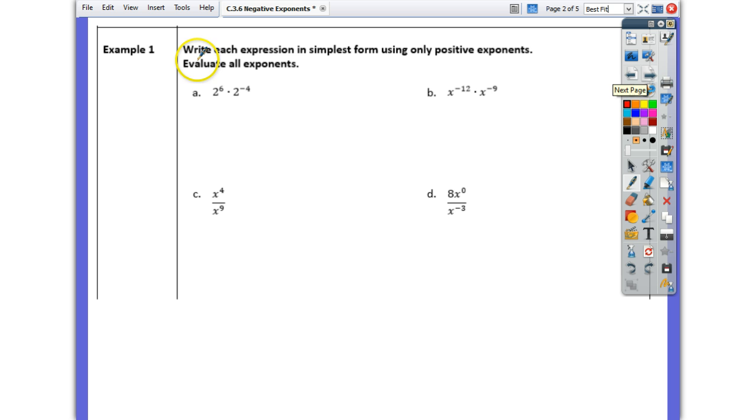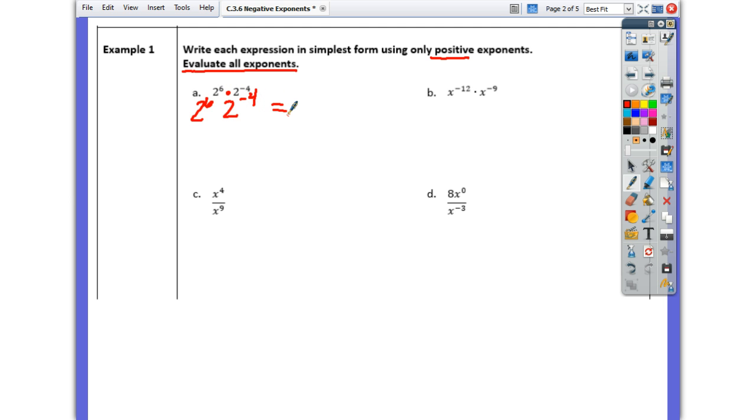Example number 1. First of all, today we don't leave our answers in exponential form. Today it says, write each expression in simplest form using only positive exponents. And then it said, evaluate all of your exponents. So, first one, letter A. We have 2 to the 6th power times 2 to the negative 4.